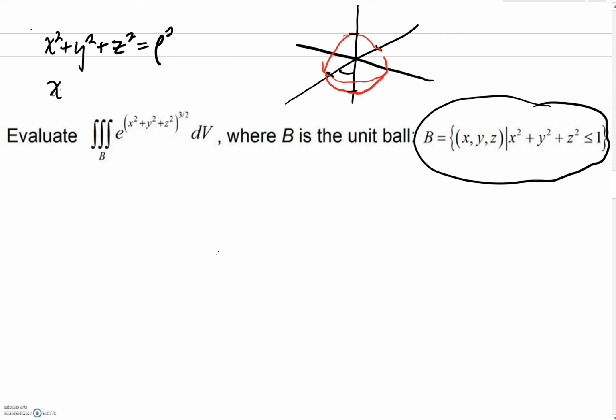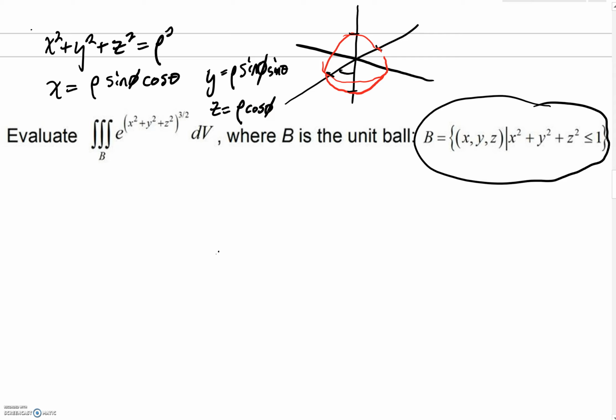We also know that x from our front page was rho sine of phi, cosine of theta. We know that y was rho sine of phi, sine of theta. Pardon me, I said sine of phi and I didn't write that. And then finally, z would be rho cosine of phi.